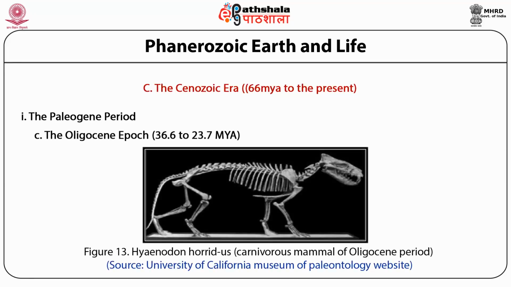Figure number 13 shows the skeletal figure of a carnivorous mammal of the Oligocene period. This particular mammal shows several features which bring it close to the hominid line of evolution, or it is known to be an ancestor of humans. Its skeletal features somewhat indicate the evolution of both Old World and New World monkeys.